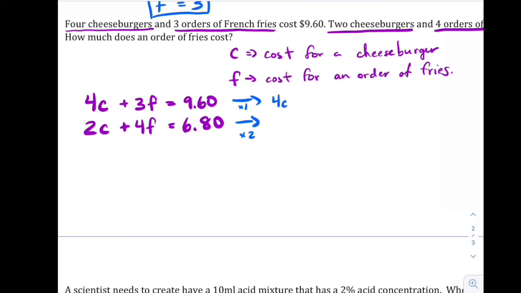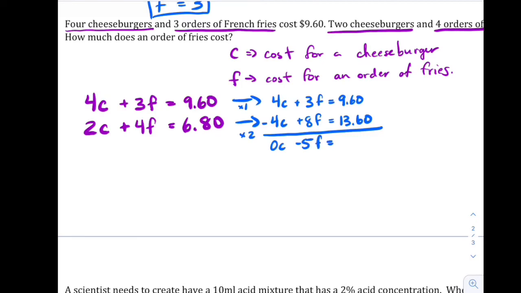So I'm going to have 4C plus 3F is equal to $9.60. The one on the bottom, 4C plus 8F is equal to $13.60. Now, I need to decide, should I add or subtract these together in order to eliminate C? In this case, I'm going to subtract because 4 take away 4 is 0. I want 0, so I get 0C. And I'm going to subtract next: 3 take away 8 is negative 5F. And 9.60 take away 13.60 is negative 4.